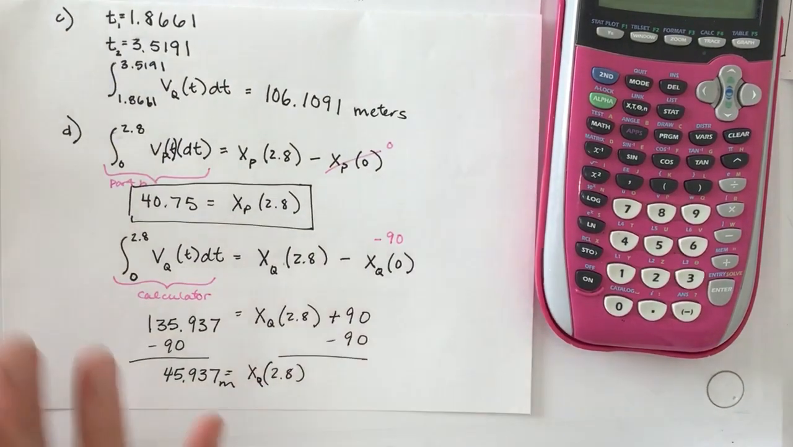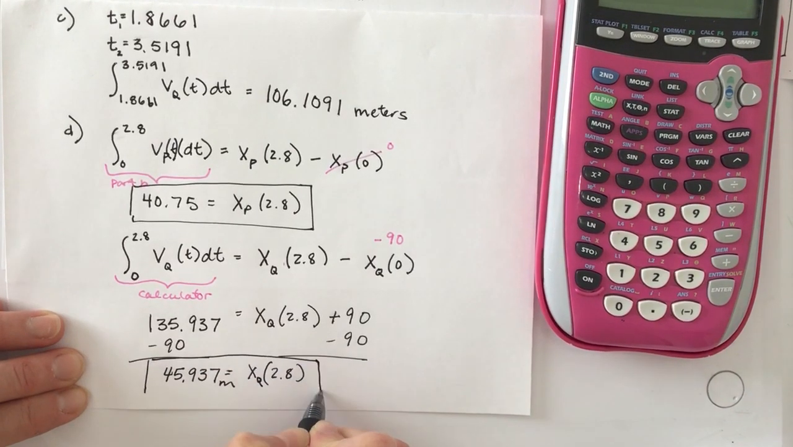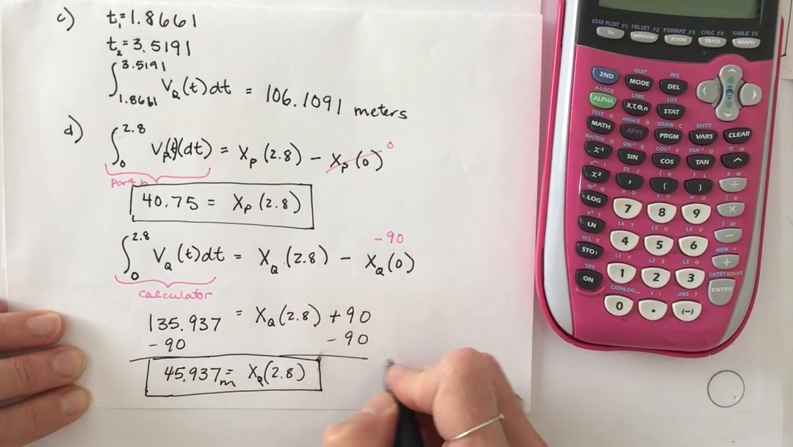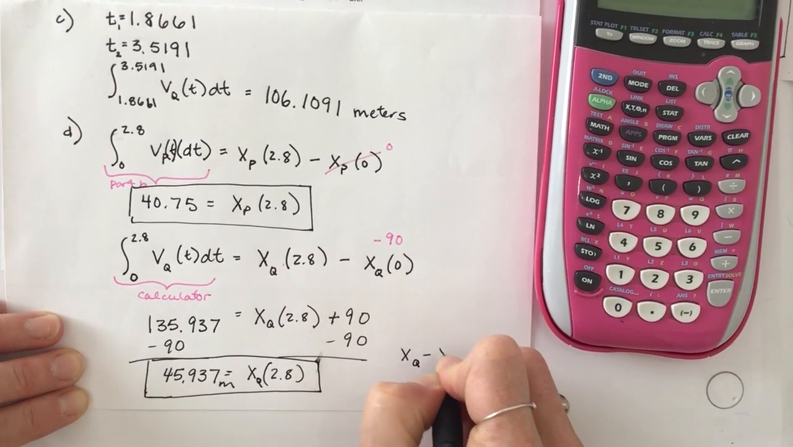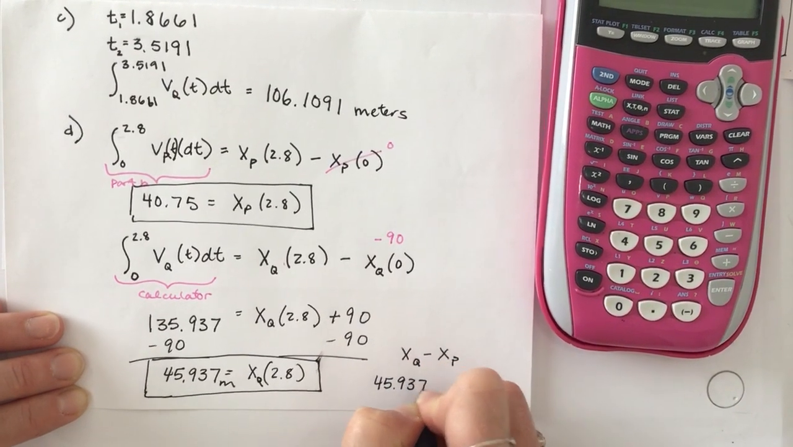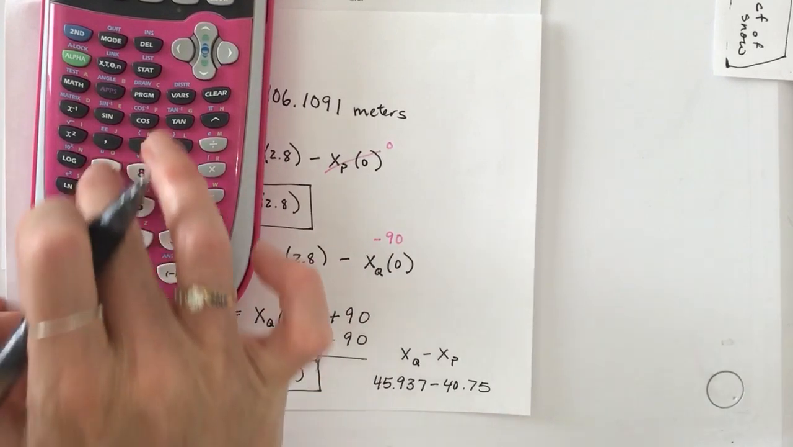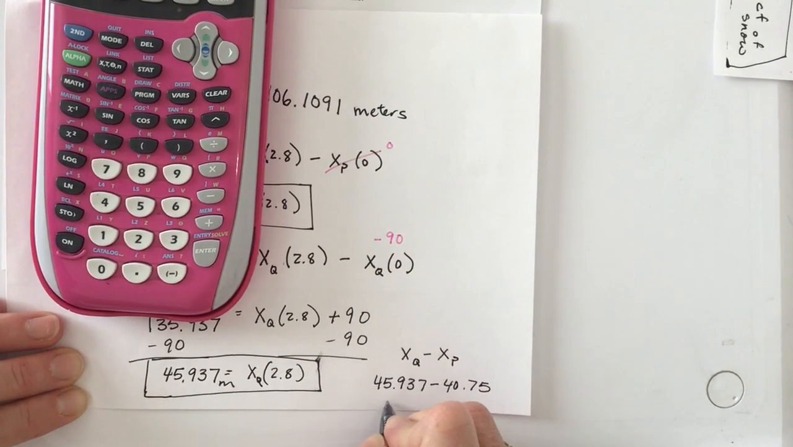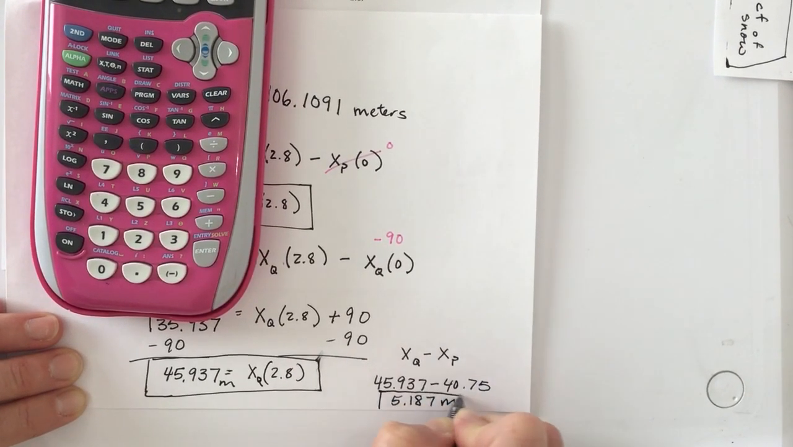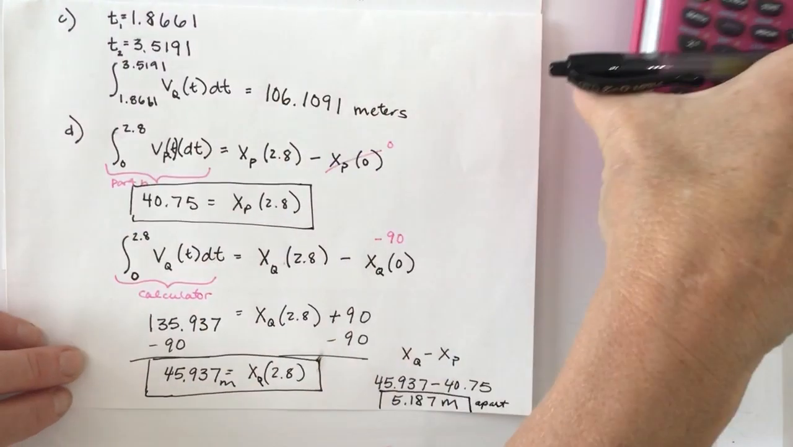So approximate the distance between particle Q and particle P. Okay, so now we just have to subtract the two. So x of Q minus x of P, so it's 45.937 minus 40.75. And we get approximately 5.187 meters apart. We could say apart. I don't know how they would want us to say that, but there we go.